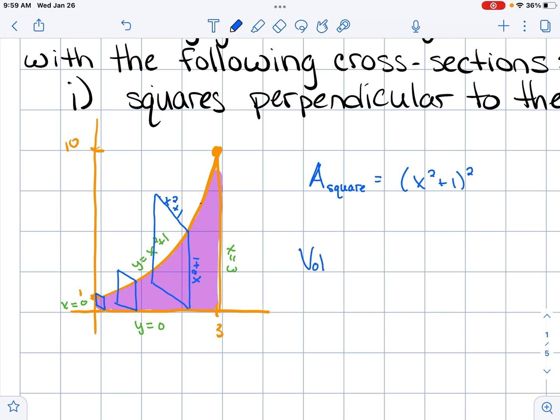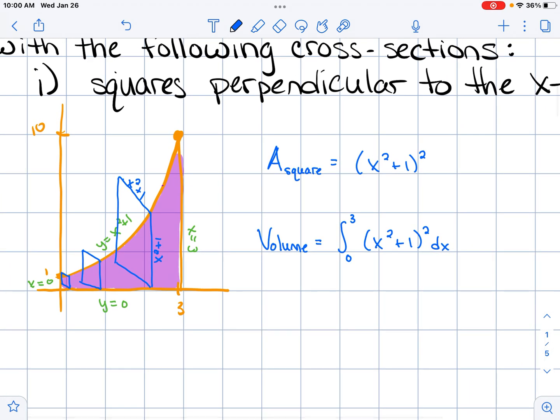So the volume of the shape is found by integrating, and since everything is perpendicular to the x-axis, we're going to use the x-axis to determine the bounds. That means we're going from 0 to 3. We will just take the area of this one square and find it an infinite number of times between 0 and 3. All right, so we cannot use u substitution here because if u is x squared plus 1, du is 2x dx, and we do not have a 2x dx in here, so we cannot use u substitution to find the antiderivative of this.